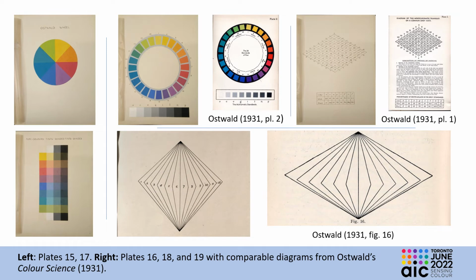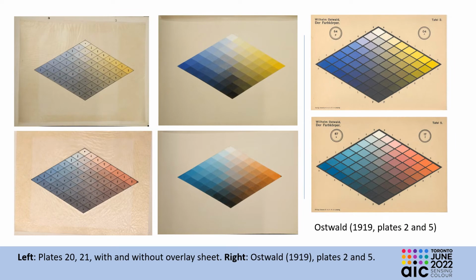Some of the illustrations in this section can also be traced to Ostwald's Colour Science, but a couple of the very simple Ostwald diagrams could be derived from a number of secondary sources. The 4 elaborate gouache plates with overlays in this section appear to derive from Ostwald's Colour Atlas, Die Farbkörper, from 1919.